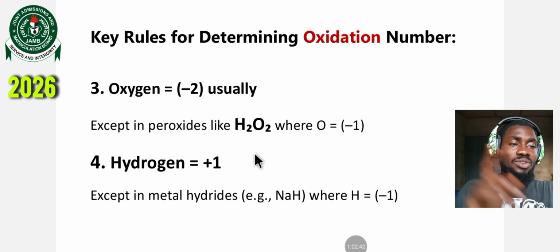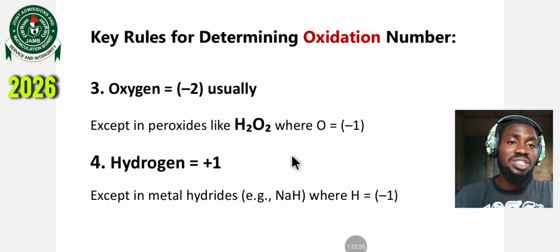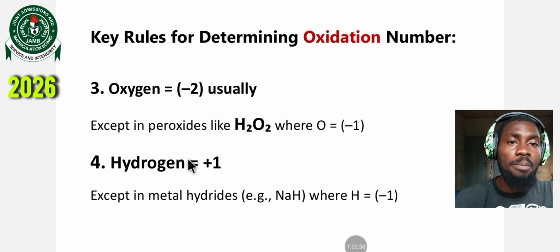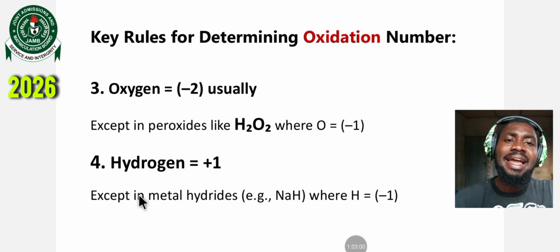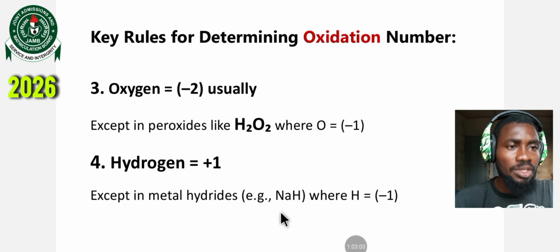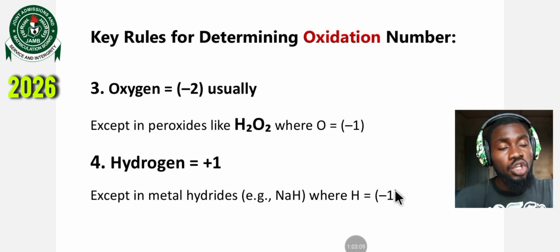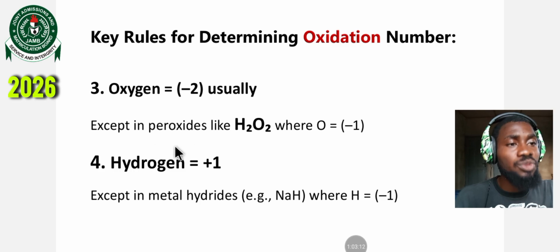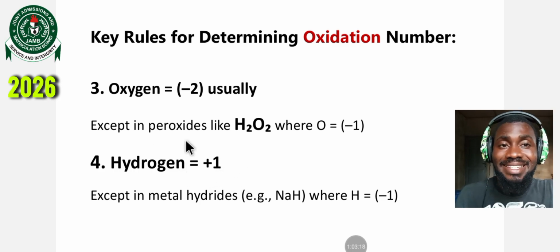Remember, hydrogen is the first element, and hydrogen is the only non-metal that is positively charged, except in metal hydrides. For example, sodium hydride, where hydrogen equals -1. So in every other compound where you see hydrogen, it's +1. It's having the plus, okay?